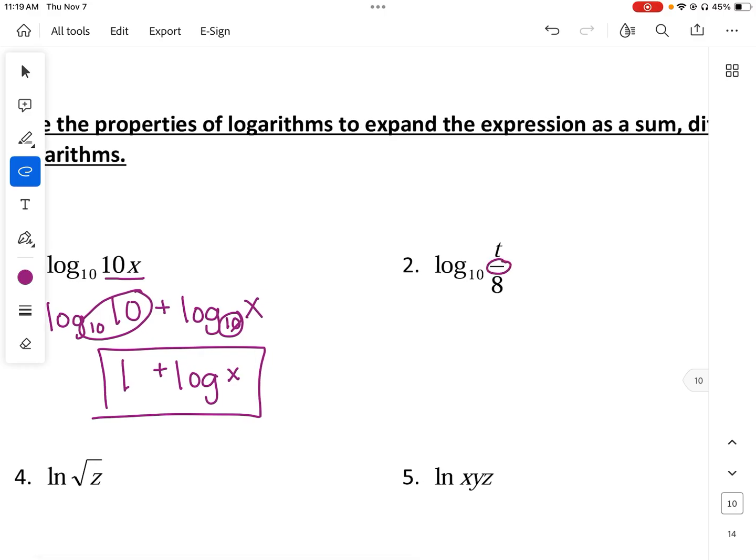Okay, this is division, so it's a quotient rule. So I'm going to subtract. So log base 10 of t minus log base 10 of 8. I could write this also as log t minus log 8.